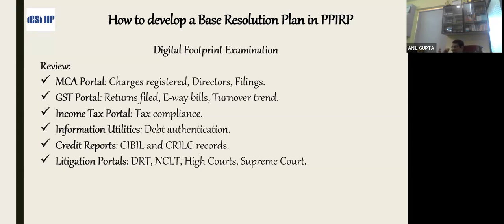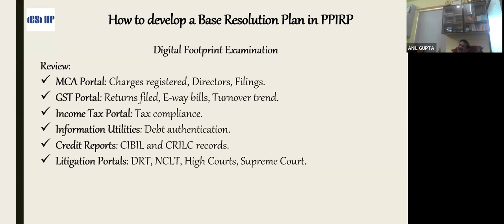Because once you give the base resolution plan, it should be full information. I should not have to ask for any information. Once I am satisfied with all these things and I have confidence in the company, that once I have restructured or accepted the base resolution plan, definitely in the coming days, within 20 days, the turnaround is possible. Why should I go for CIRP? Why not PPIRP? The bankers will also be interested.